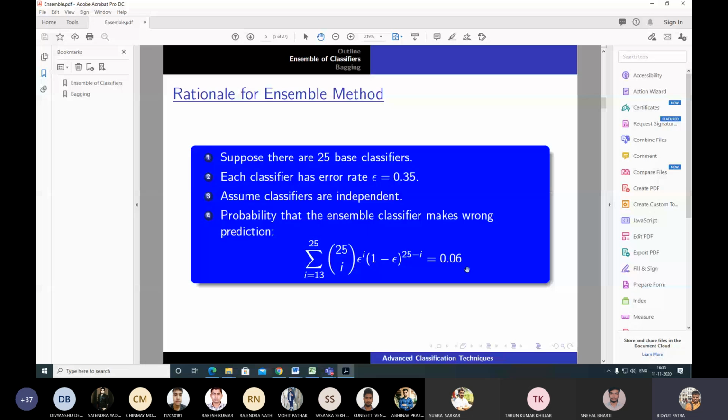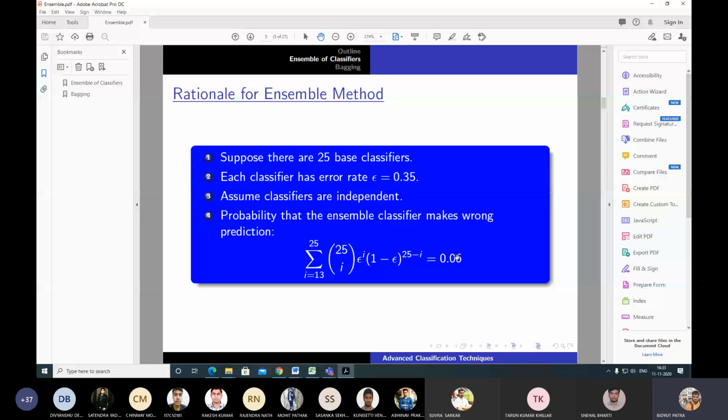So what is the interesting thing you need to observe? If you apply a single classifier, the error rate is 0.35. But if you apply more than one classifier, in this example 25 classifiers, then the error rate drastically reduces to 0.06. So here the accuracy, which was 0.65, is now 0.94. Therefore, the ensemble classifier should work much better than the individual classifier.